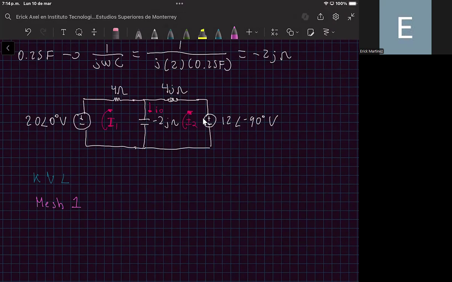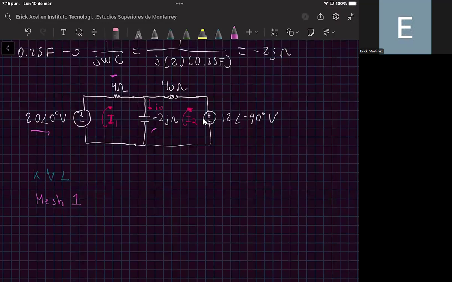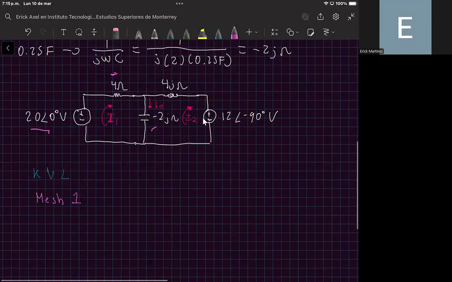That means that the addition of this voltage source plus the addition of the voltage of the resistor plus the addition of the voltage in the capacitor should be equal to 0. Okay? So if we apply this Kirchhoff voltage law into this loop, we will obtain the following equation.